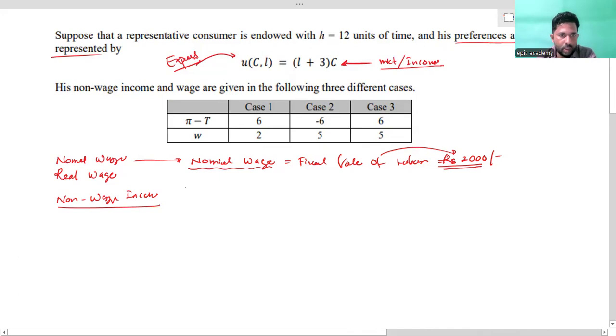But real wage means nominal wage divided by the price index.